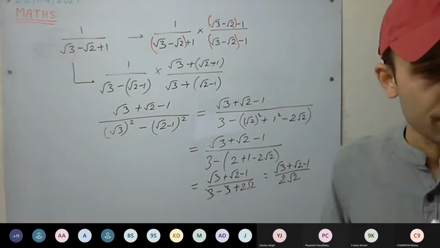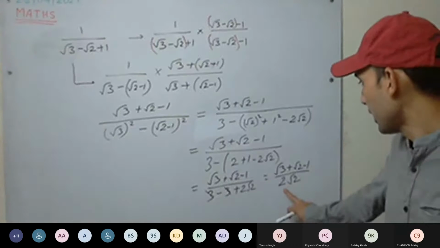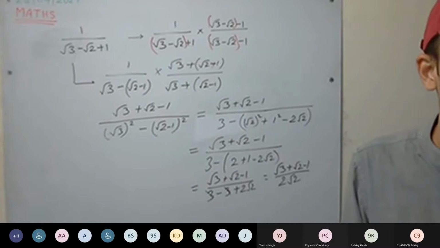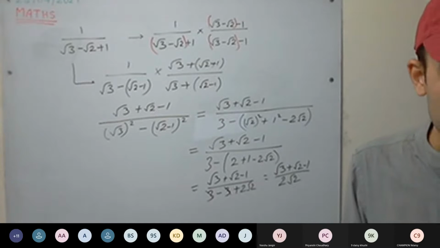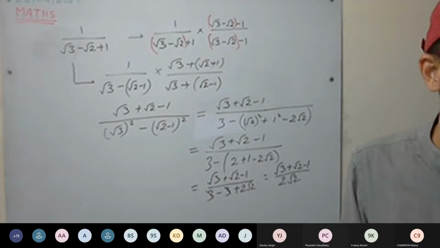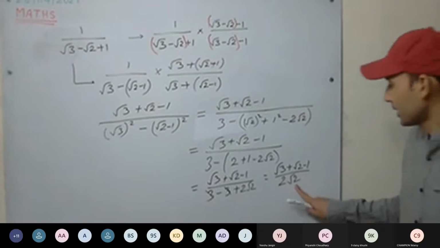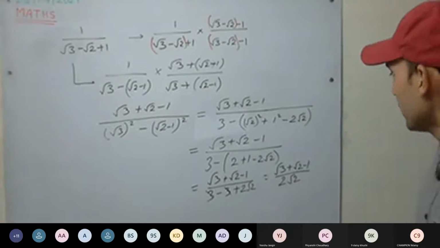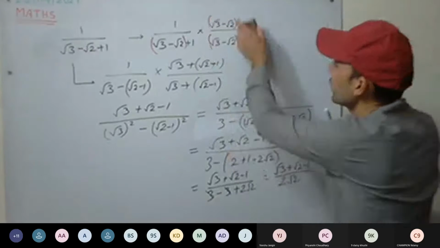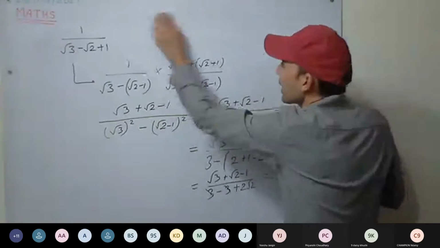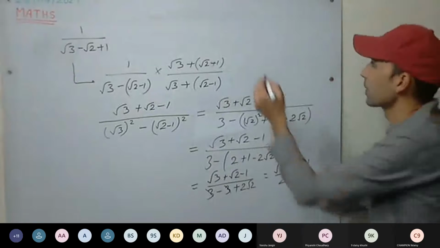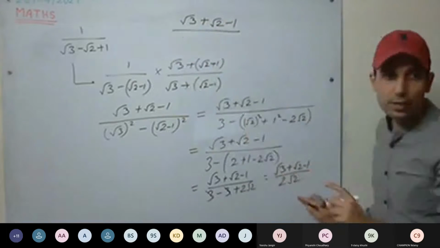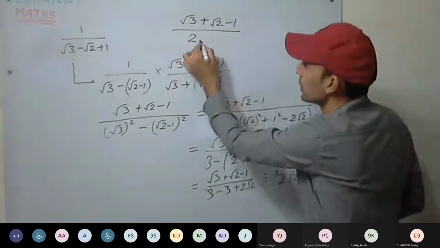Okay. Have we rationalized it or not yet? Is the denominator rationalized or not? Anyone in class? Is 2 root 2 a rational number? No, sir, it's not a rational number. So what you have to do is again multiply root 3 plus root 2 minus 1 divided by 2 root 2.